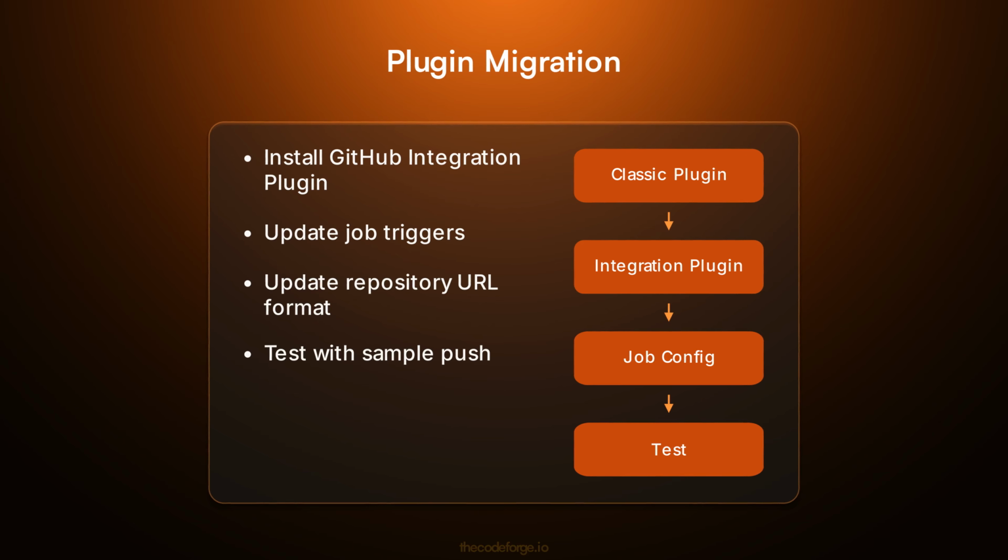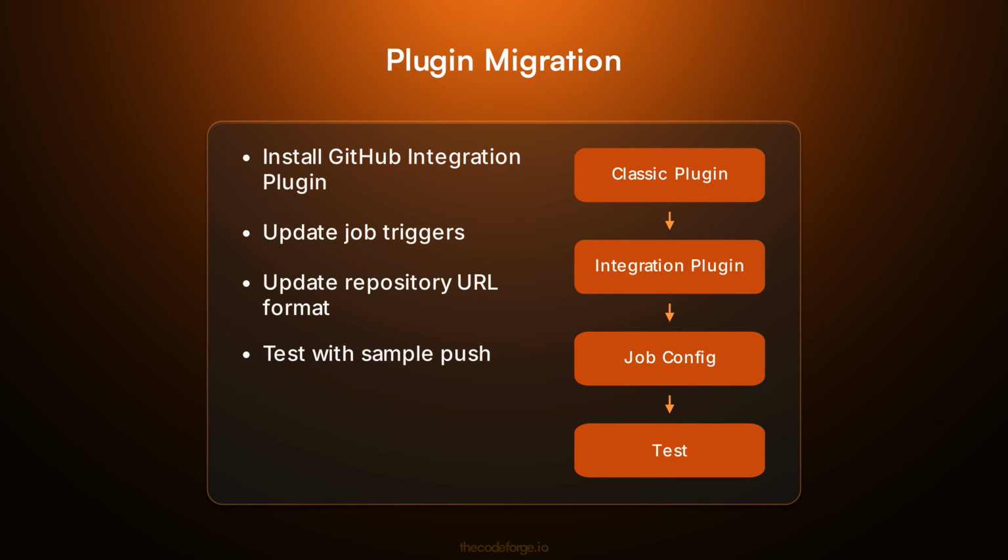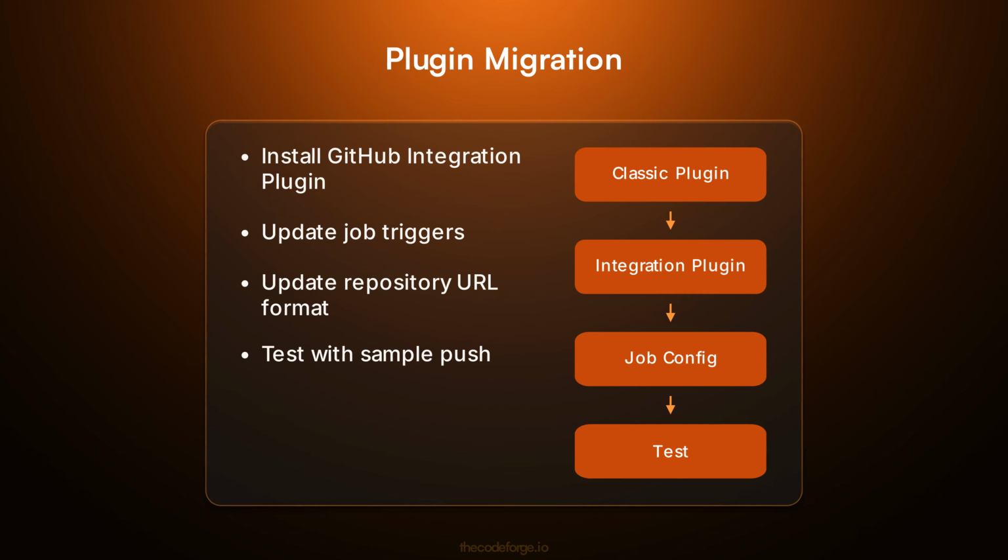Migrate from the classic GitHub plugin to the GitHub integration plugin for better event handling. Install the new plugin, update job triggers to the new GitHub hook trigger, and ensure repository URLs use the HTTPS format. Test with a sample push after migration.